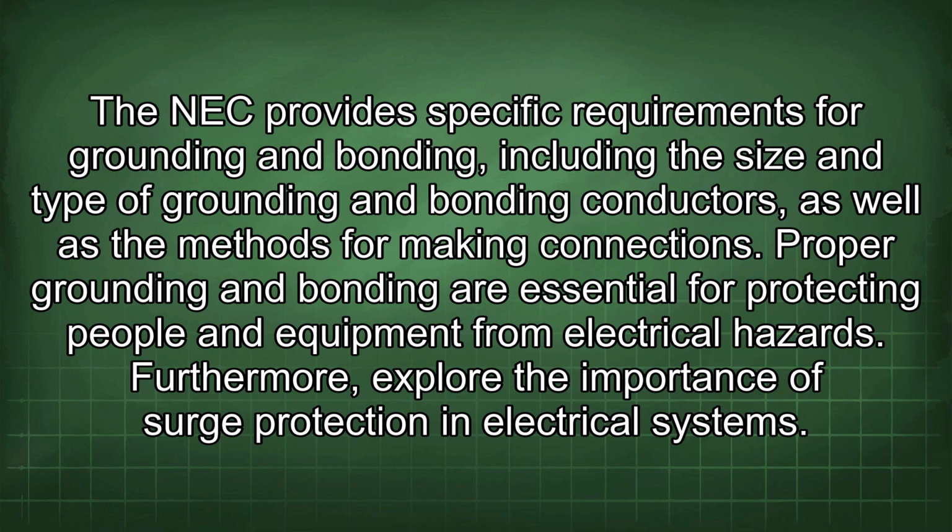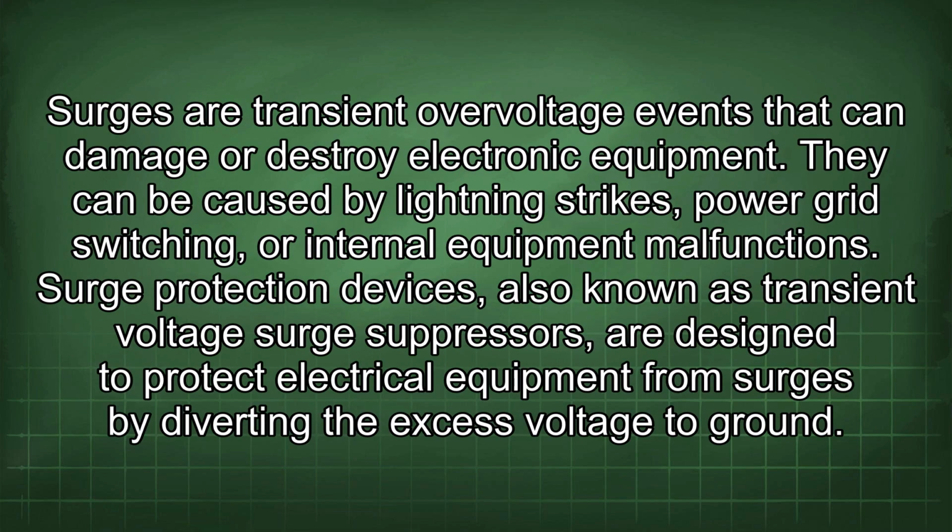Furthermore, explore the importance of surge protection in electrical systems. Surges are transient overvoltage events that can damage or destroy electronic equipment. They can be caused by lightning strikes, power grid switching, or internal equipment malfunctions. Surge protection devices, also known as transient voltage surge suppressors, are designed to protect electrical equipment from surges by diverting the excess voltage to ground.